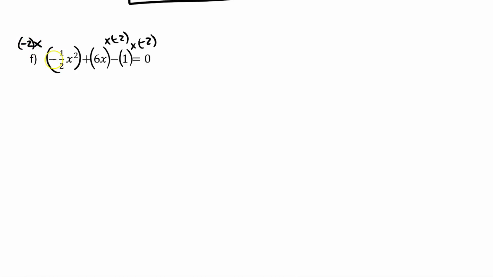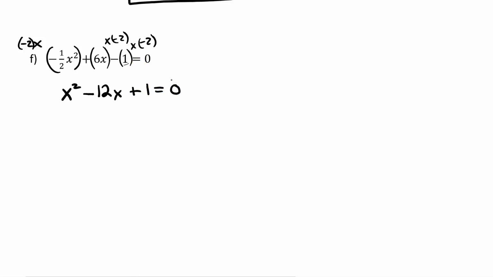Negative times a negative is a positive. 2 times 1/2 is 1, so we're left with positive x squared. Positive 6x times negative 2 is going to be negative 12x. Negative 1 times negative 2 is going to be plus 1 equals 0.